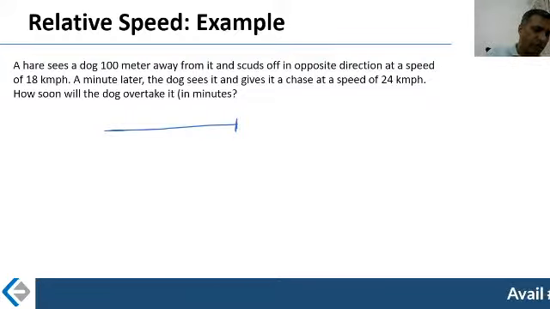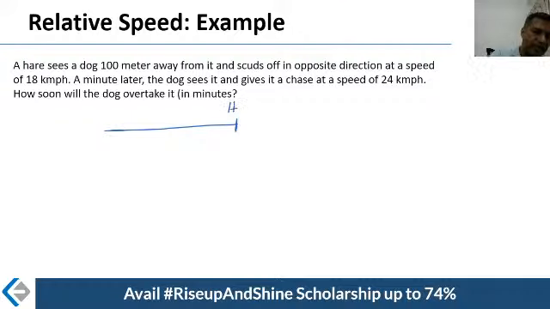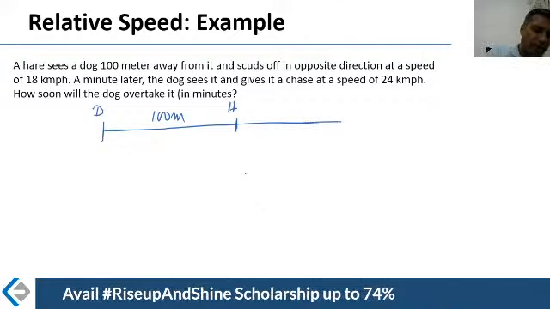Okay, let's go here. It leaks 100 meters before the hare is here. Let's assume that the hare is here, and the dog is spotted here. What was the distance there? 100 meters. And then it started running. After 1 minute, the hare was here.